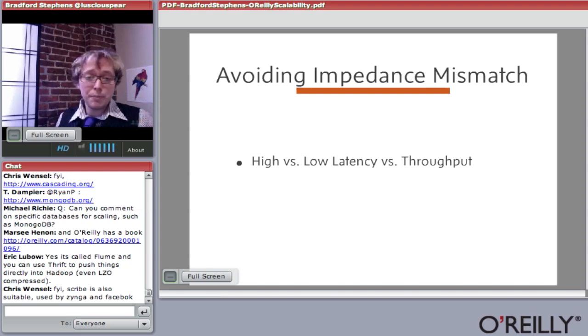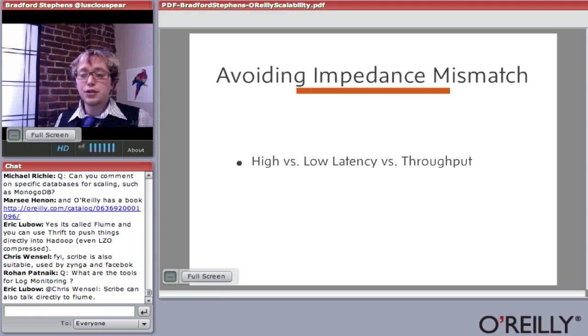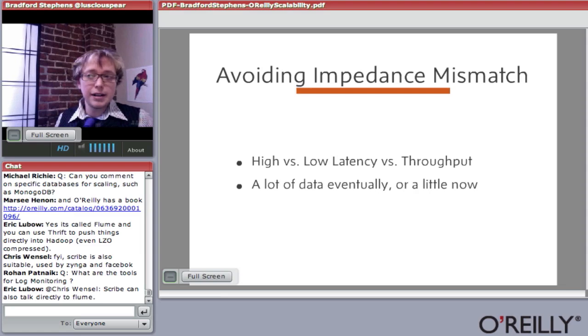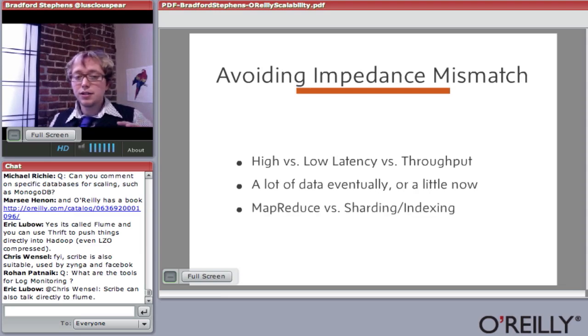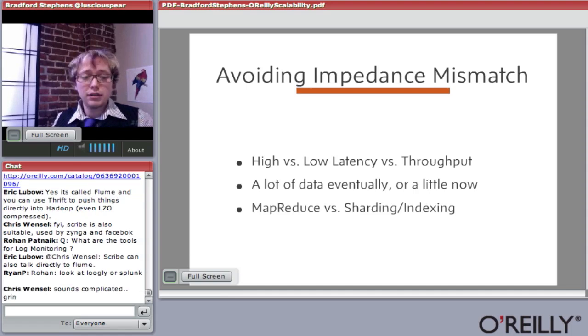You can't use Hadoop to power web pages. You can use HBase to power web pages, but Hadoop, not good at that. Likewise, things like Memcache let you retrieve a 200 kilobyte web page and images instantly in 1 millisecond and serve it to 1,000 users. But you can't process 100 terabytes of data in Memcache. So it's really important to separate your systems according to the impedance. In general, you can think of it as you can get a lot of data eventually or a little bit of data right now.